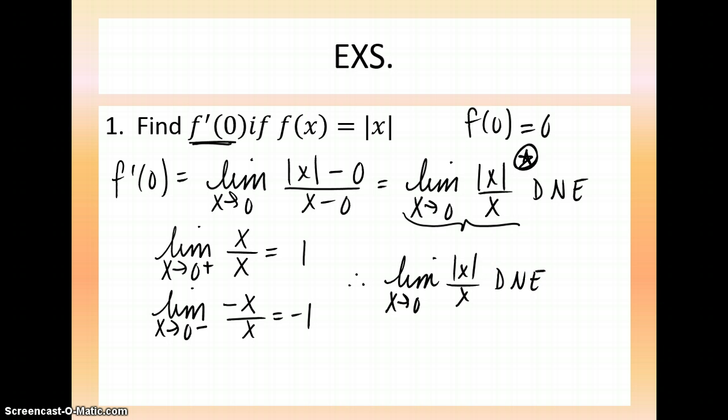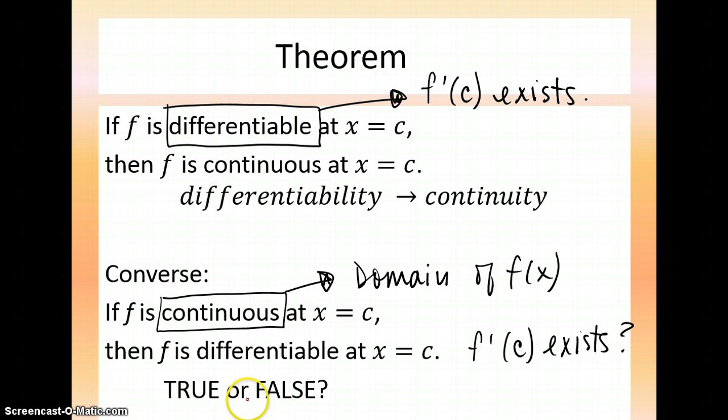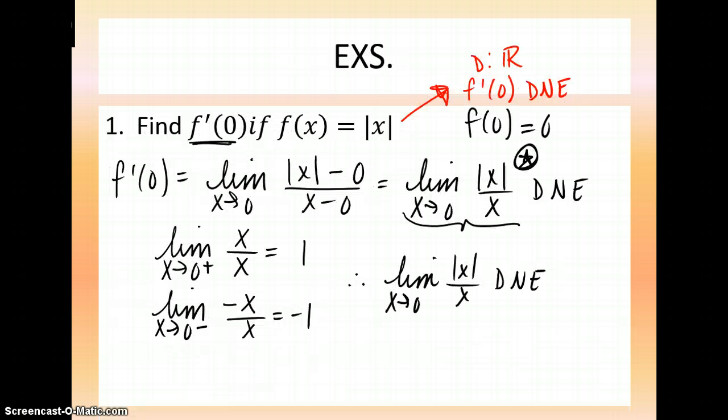Okay, so let's think about our theorem. We're looking at the question, if a function is continuous at a given value of x, is the function differentiable? The domain of the absolute value function is all real numbers, so that includes 0, but we just showed that the derivative at 0 does not exist. So going backwards, we just showed a counterexample, so automatically the converse of that theorem is false. If a function is continuous, it does not mean the function has to be differentiable at the given value. All right, let's look at another case.